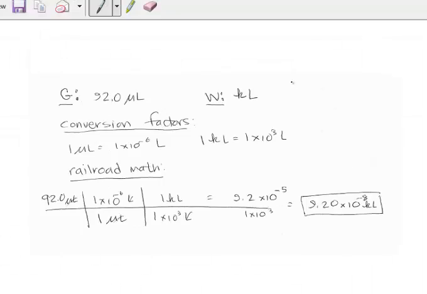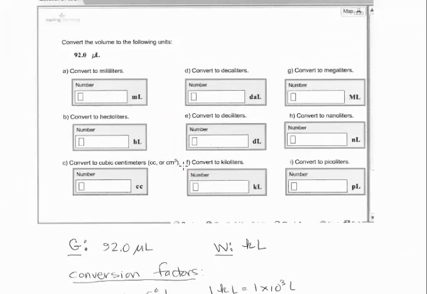So the first thing that I do is I write out what is given. And I'm given 92.0 microliters. And then I also want to identify what I want. I want the kiloliters. And if I look back at my problem, I can see that the 92.0 microliters is what I'm given. And for F, I'm trying to convert that to kiloliters.